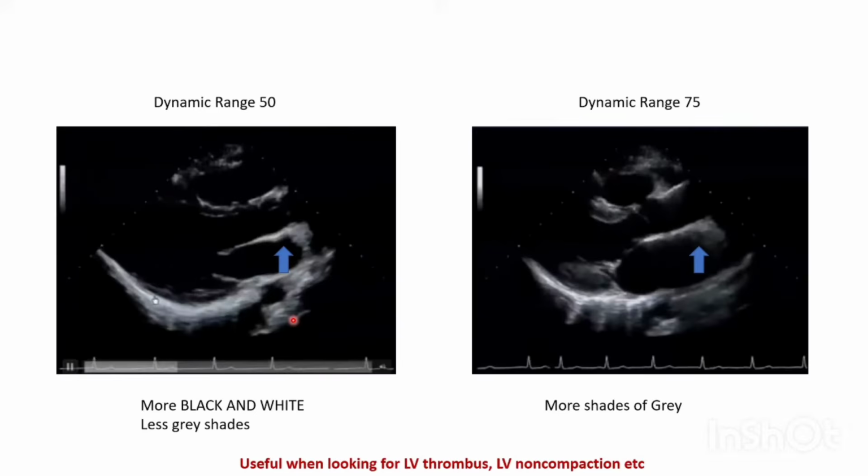More shades are coming. So in this example, this is a low dynamic range. Here with the dynamic range kept at 50, this is more black and white, and more grays are not coming. It is appearing more like black and white. But what happens when you increase the dynamic range to 75? The shades of gray are appearing more, and you are able to see more structures. So same for looking for LV thrombus or LV non-compaction. If you increase the dynamic range, you can see more structures more clearly and better.